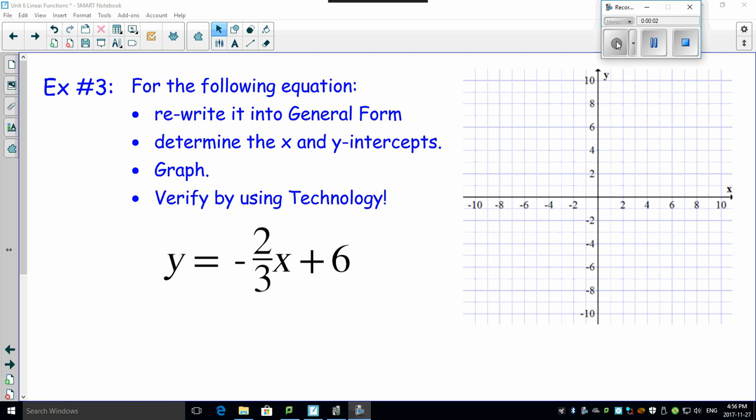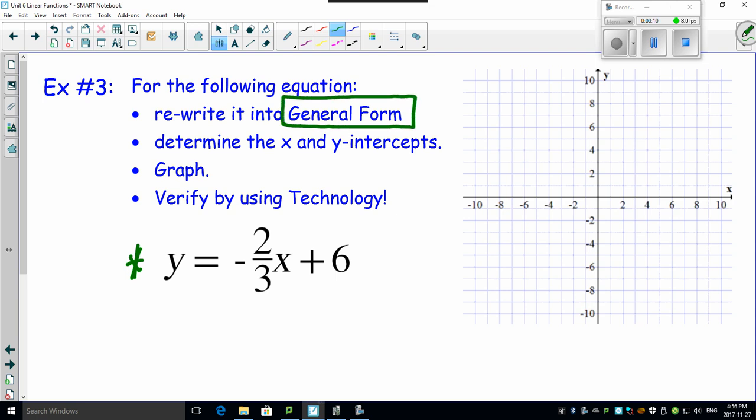Okay, look at this question. Notice that this is in y equals mx plus b format, but it says I want this in general form. But remember, no fractions. And lo and behold, what do I got there? A fraction. What am I going to do? Well, it's really simple. Think about it.